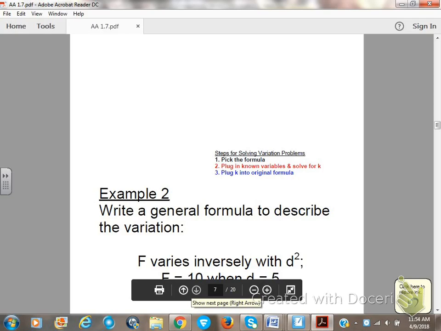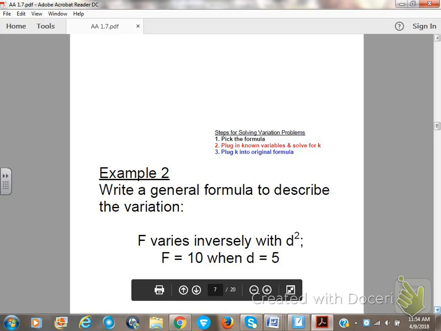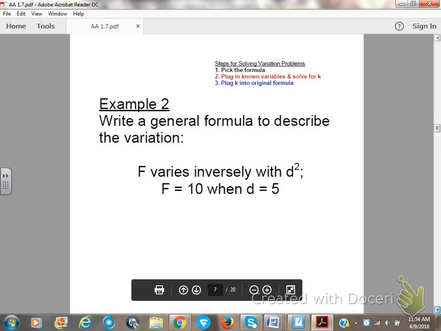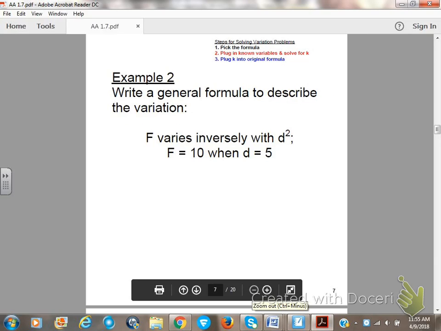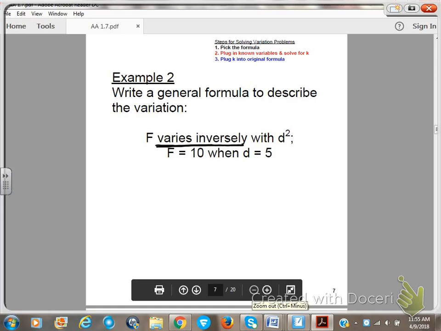All right, as another example, let's say that f varies inversely with d squared. f equals 10 when d equals 5. Okay. Pick our formula. Since it is inverse variation, we know that we're going to be using division. So we'll write down f equals k divided by d squared.